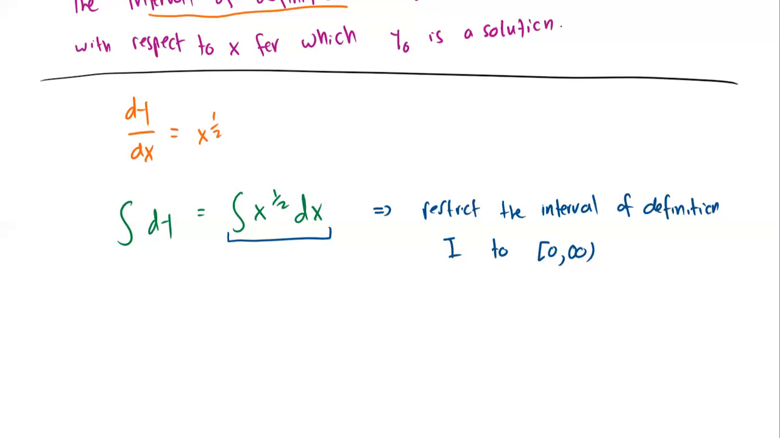So going from what the book does, as of now, our interval of definition is already restricted to the interval 0 to infinity, including 0, because we have a restriction on x. We have to integrate this function, and this function is only integrable on the interval 0 to infinity, including 0. Now, let's just go through the integration. The integral on the left side becomes y, since we're integrating with respect to y, plus a constant.